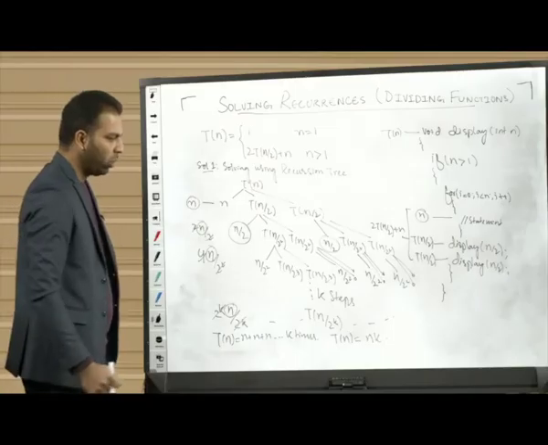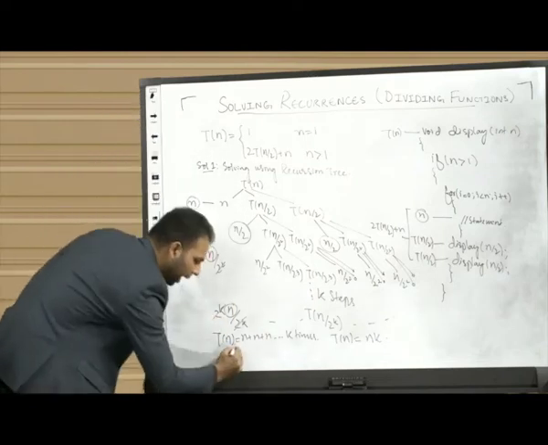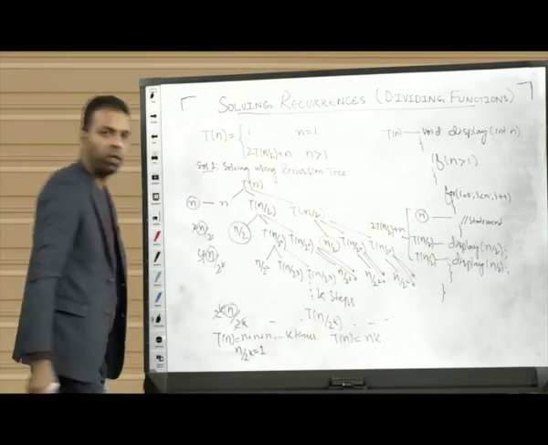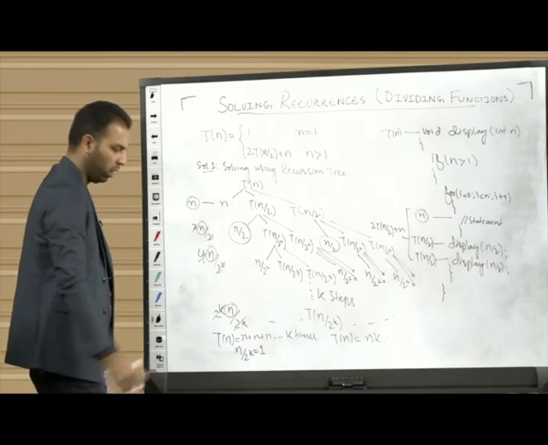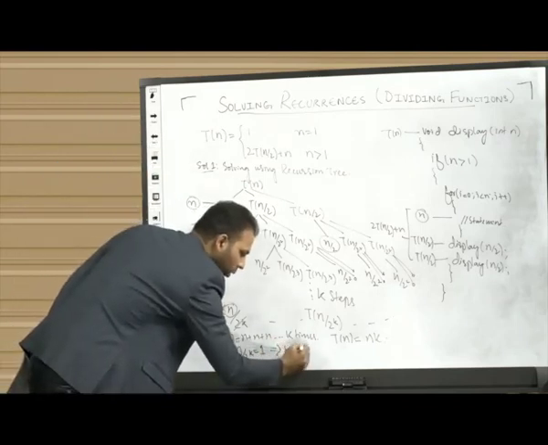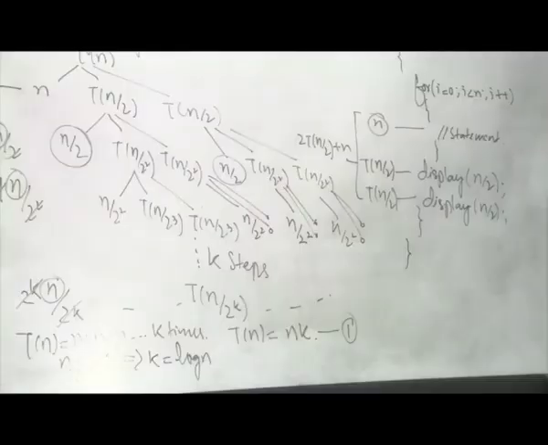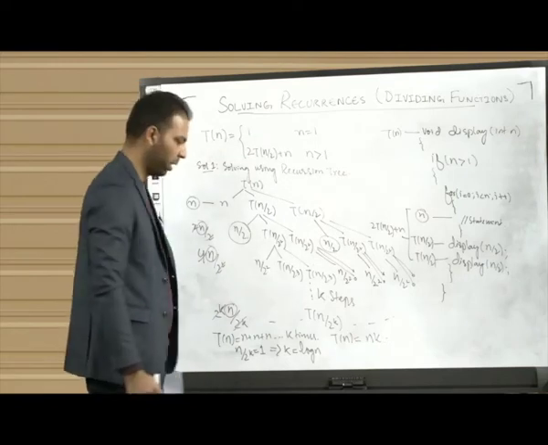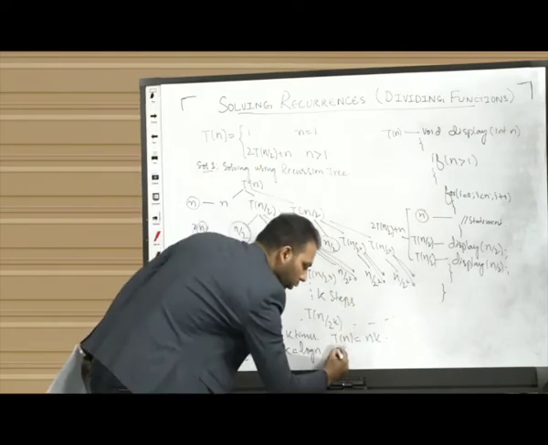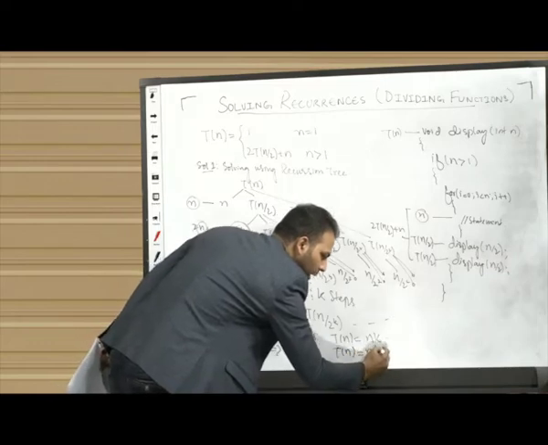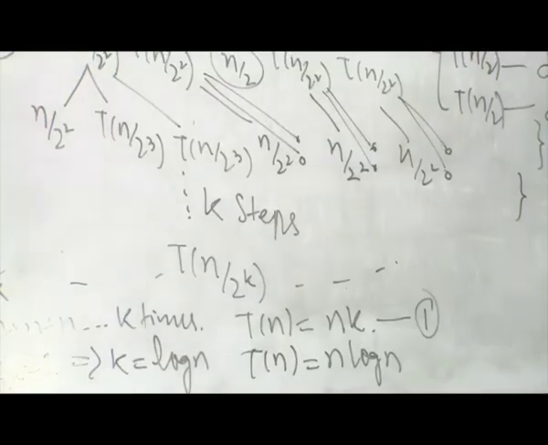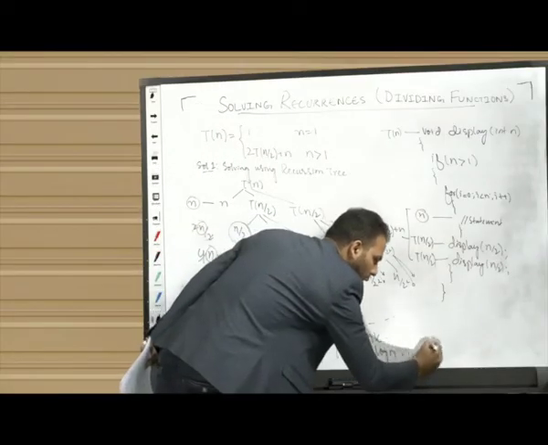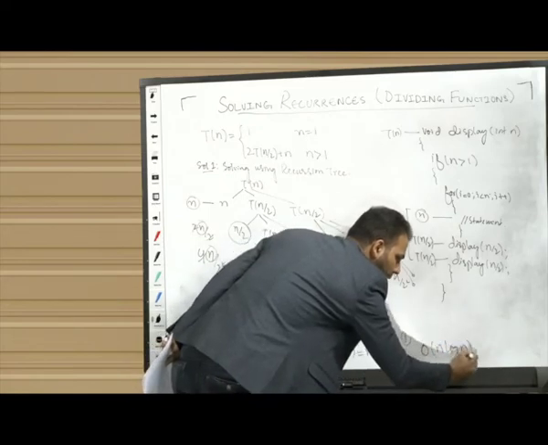Okay. So here the stopping condition is that (n/2)^k equals 1. Isn't it? This is the stopping condition. That is your t of 1. So it will imply that k is equal to log n. Now all we have to do is substitute the value of this k into equation 1. Fine. So if we substitute the value of k here, t of n will be equal to n log n. And that gives us the time complexity. Therefore, it is order of n log n.